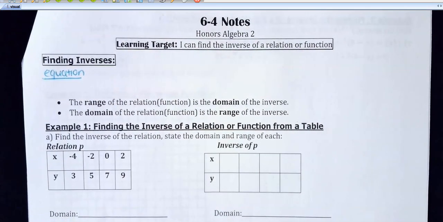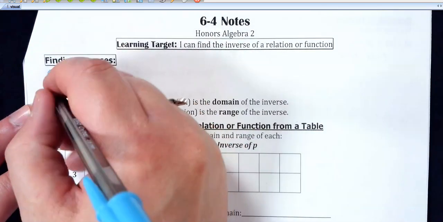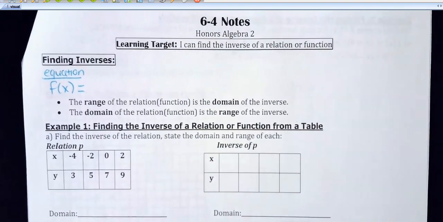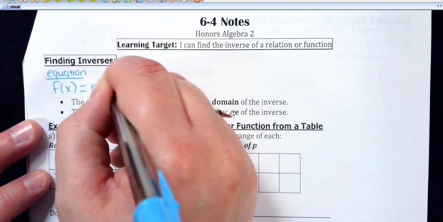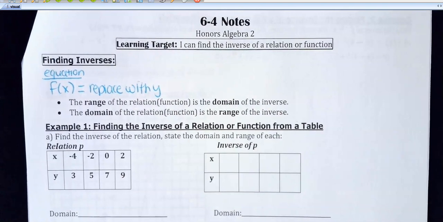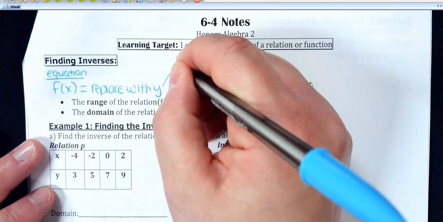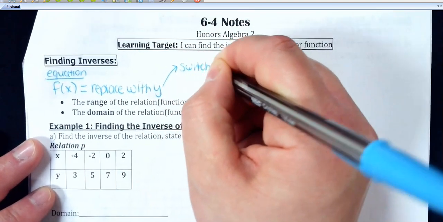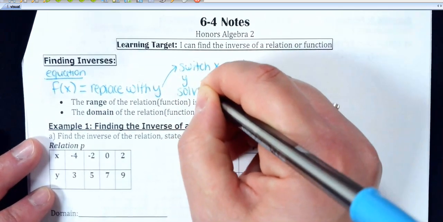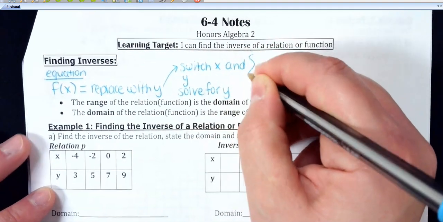So if you have an equation, first thing I'm going to recommend, if you have function notation and you have an f of x, what I would tell you to do is replace the f of x with a y. I promise it'll just make it easier to look at when you're trying to find the inverse. Then you switch x and y, and then you solve for y, which just means you're going to get y by itself on one side.